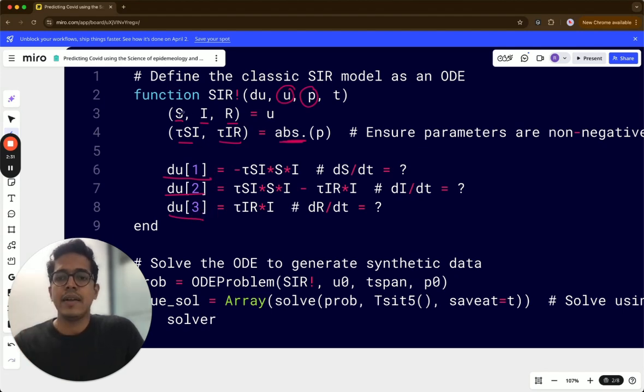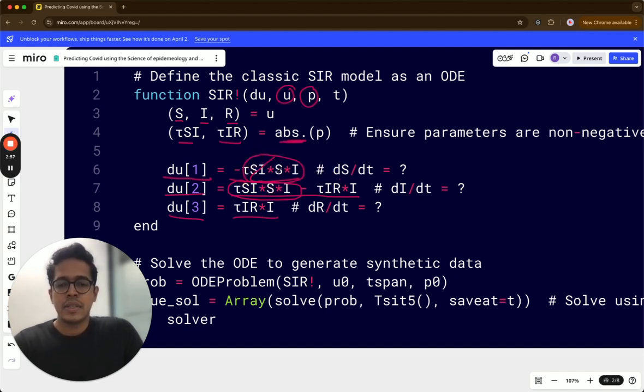So u of 1 is S, u of 2 is I, and u of 3 is R. Similarly, du of 1 is the equation for dS by dt. du of 2 is the equation for dI by dt. And du3 is the equation for dR by dt. So minus tau SI times S times I, that is the du1. Then for du2, the tau SI term is the same as this term except with a negative sign.